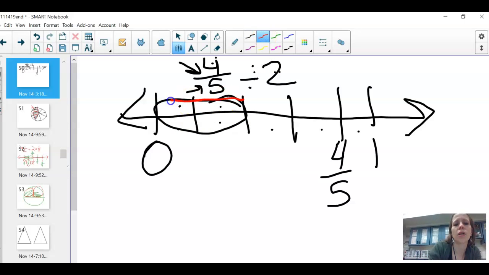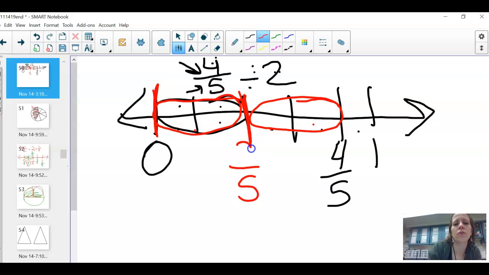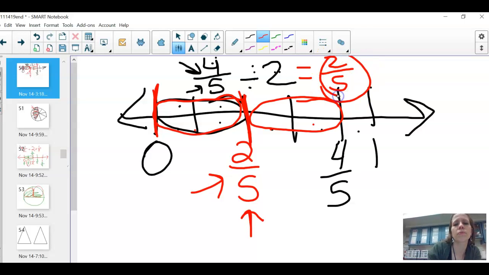Let's use a different color so it's less confusing. 1, 2. Okay, so here's one group, porque yo quiero un grupo. These are fifths. 1, 2 is 2/5. So este es mi respuesta. Es 2/5. Okay, fácil, es un poco más fácil.